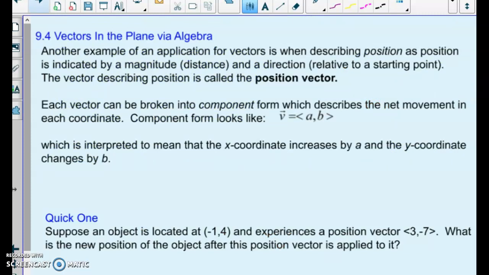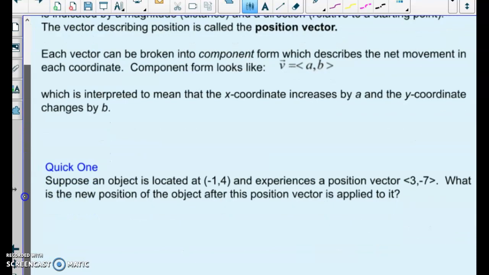Another example of an application of vectors is when you're describing a position as indicated by a magnitude, which is a distance, and a direction, which is relative to the starting point. So a vector describing a position is called a position vector. Each vector can be broken down into component parts, and we did that with the previous one where we had the x component and y component. And we put them in a vector form. You see the pointy brackets. So the A is the x movement and the B is the y movement.